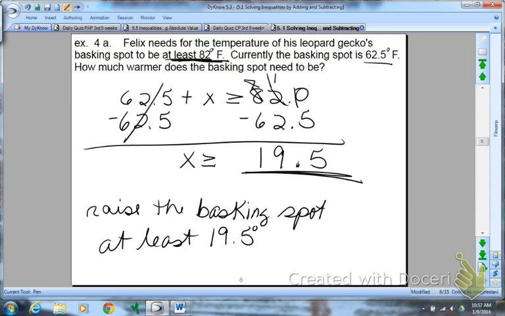19.5 degrees. So when I go to grade your paper, I am going to make sure that you have that word. If you have raise the basking spot 19.5 degrees, I'm going to mark it wrong, because you're saying it has to be 19.5. It does not have to be 19.5. It can be greater than 19.5. Okay?